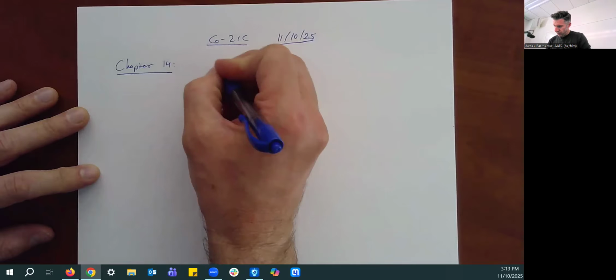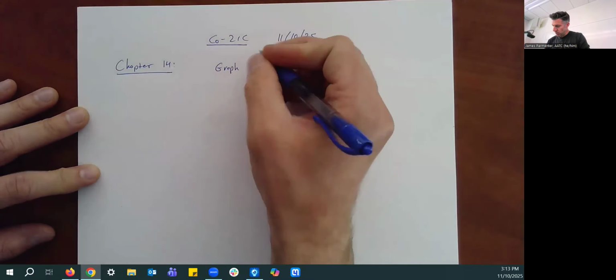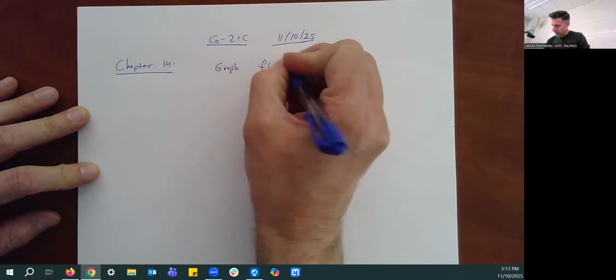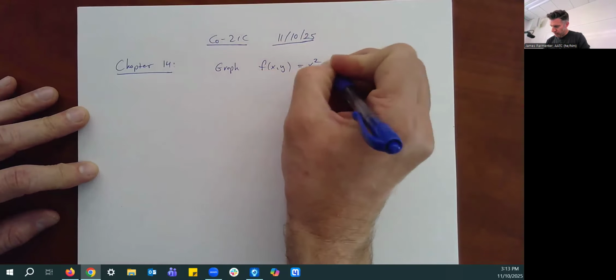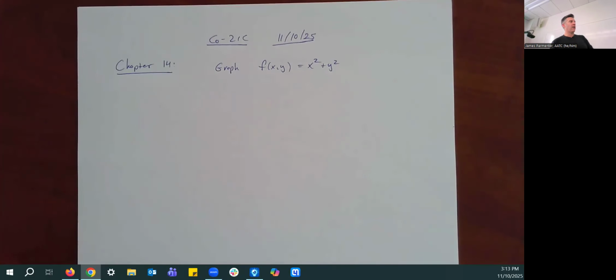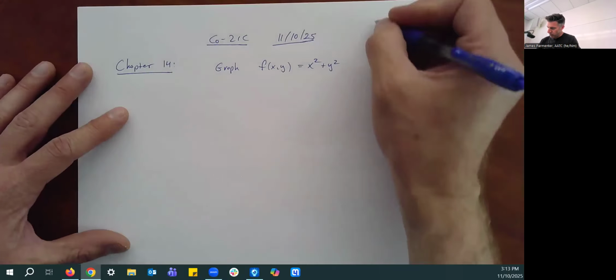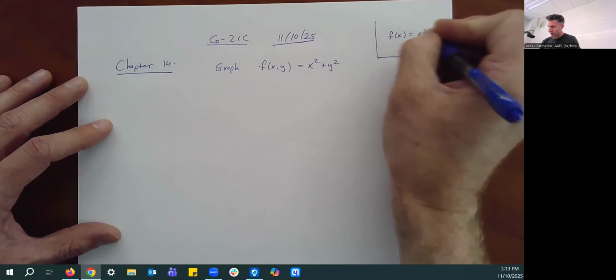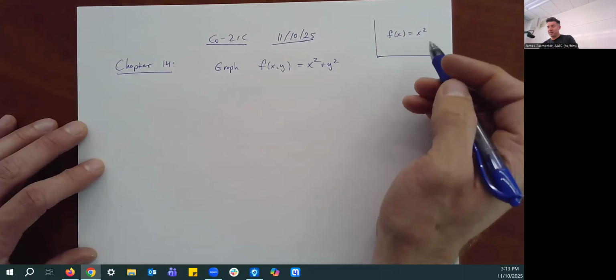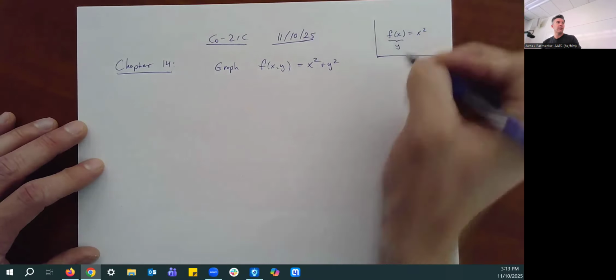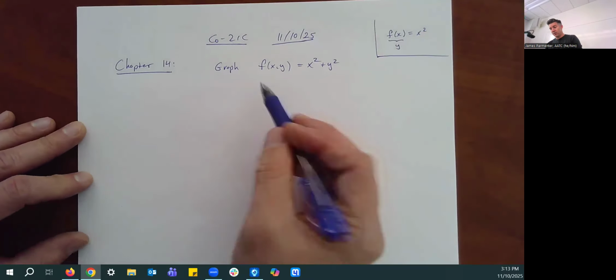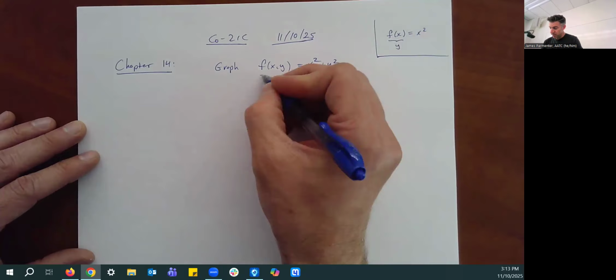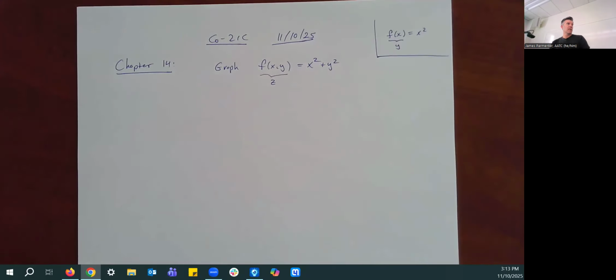So let's graph the function f of x y equal to x squared plus y squared. And I'll just point out that just like back when we graphed functions in two dimensions, like back when you might have graphed something like f of x equal to x squared, we often think of f of x as y. And in a similar way, we're going to think of f of x y as z. Same idea.